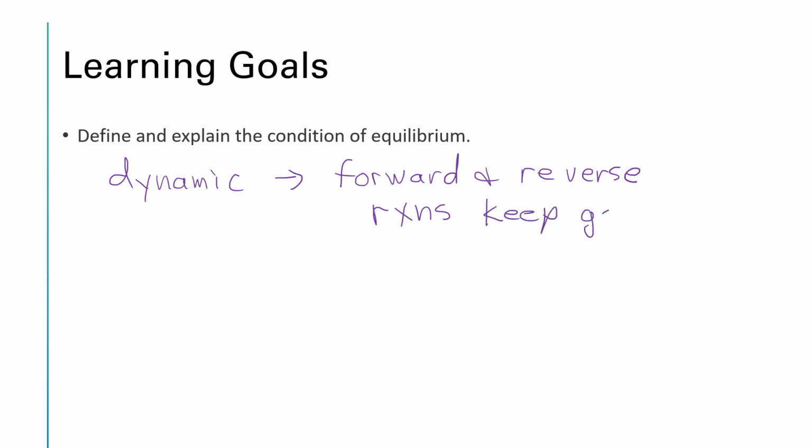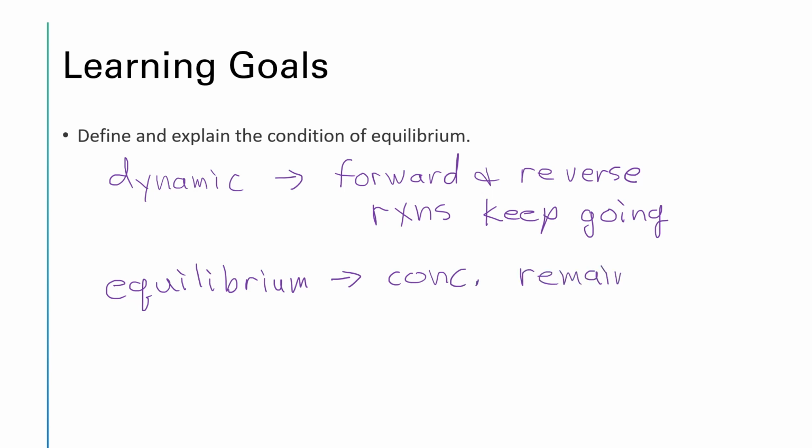All right, so there we go. The forward and the reverse reactions keep going. The equilibrium, or the not changing part, is that once you have reached equilibrium, the concentrations of the reactants and the products remain constant. And then a corollary to that is that the rate of the forward reaction will be equal to the rate of the reverse reaction once you have hit equilibrium.